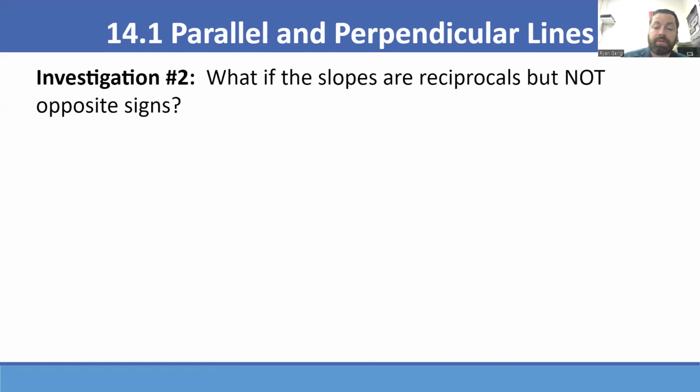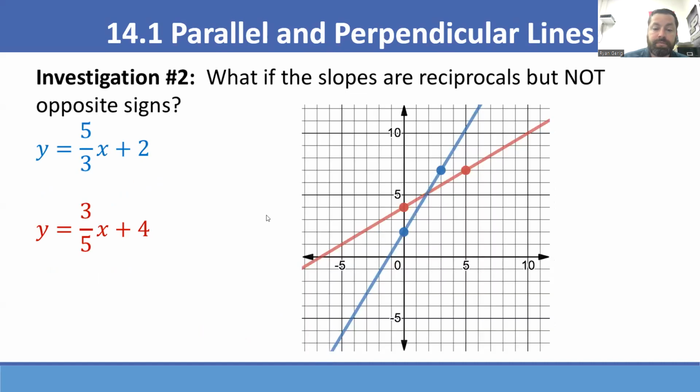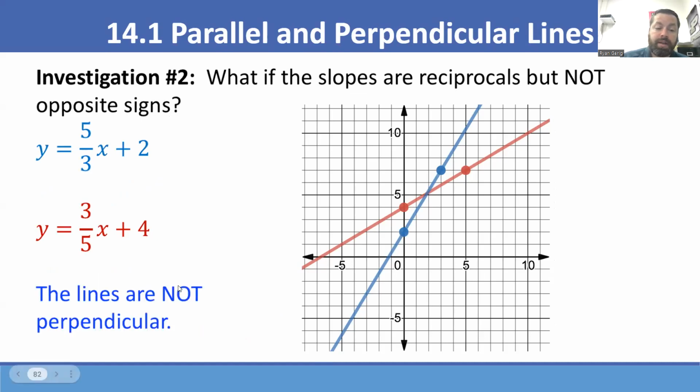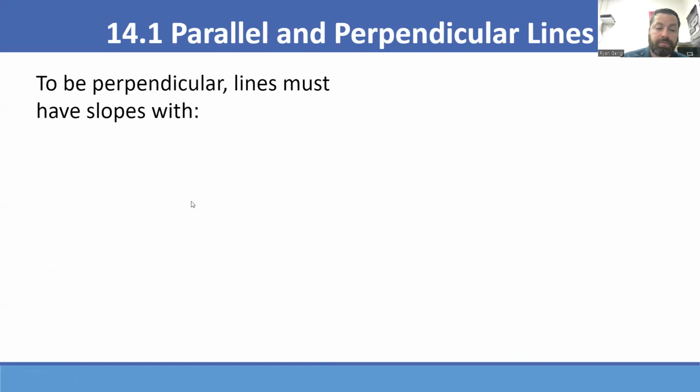Another example, what if their slopes are reciprocals but not opposite? There's an example there. Again, pause. Try graphing those two. You can see that they do intersect because the slopes are different, but they don't make a 90-degree angle, right? The lines are not perpendicular. They have to be both opposite and reciprocal.